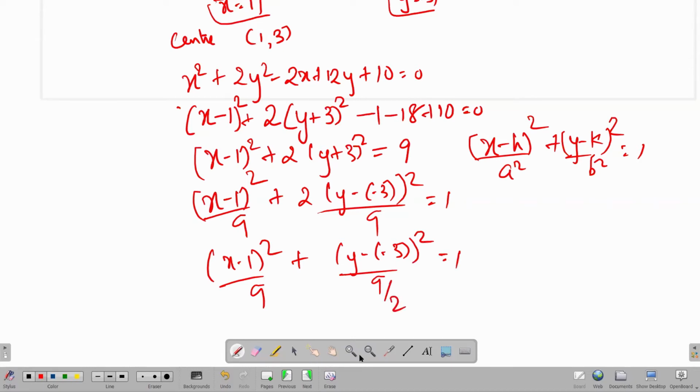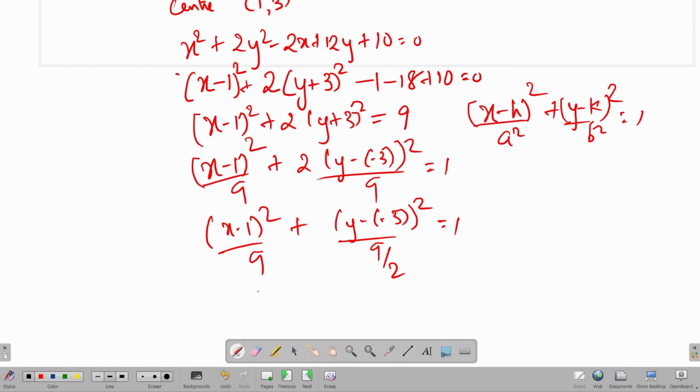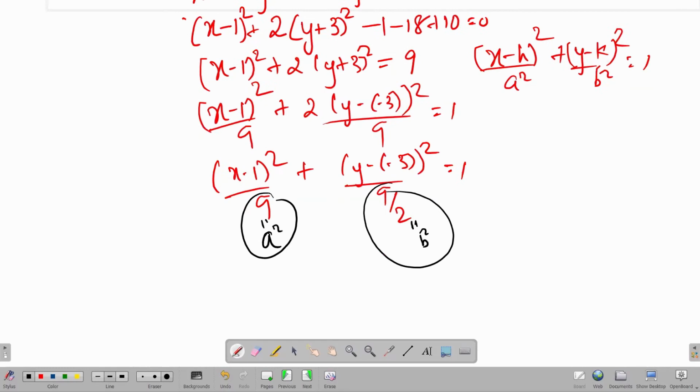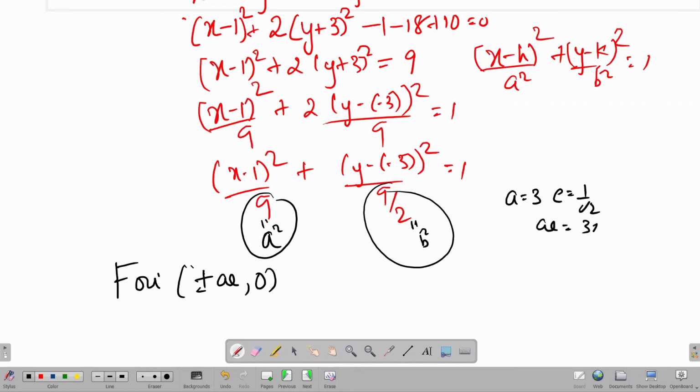Where a square comes out to be 9. So a square is here 9. This is my b square. Now whatever I have to find, I can find now. Now suppose I have to find foci. As we know, the foci of the standard type, that is x square by a square plus y square by b square, is plus minus ae, 0. But in this case, my a is 3 and e I have obtained is 1 by root 2. So ae is 3 by root 2.